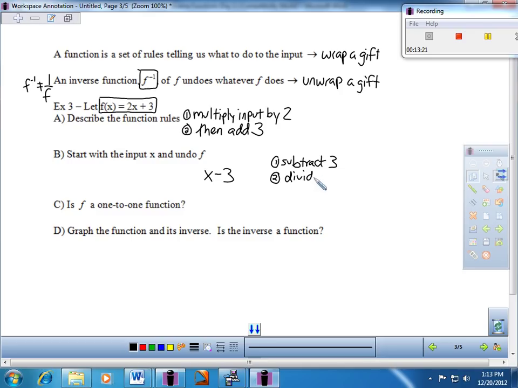Divide by 2. And that, in a nutshell, take the whole thing and divide by 2, that is the inverse. And so when we undid the steps of the function, we created its exact inverse. And so let's throw some notation on that. Make sure I have that for you. So the inverse of f of x, that's how we would read this piece right here. And let's make sure I have that. There we go. So the inverse of f of x is equal to x minus 3 all over 2.